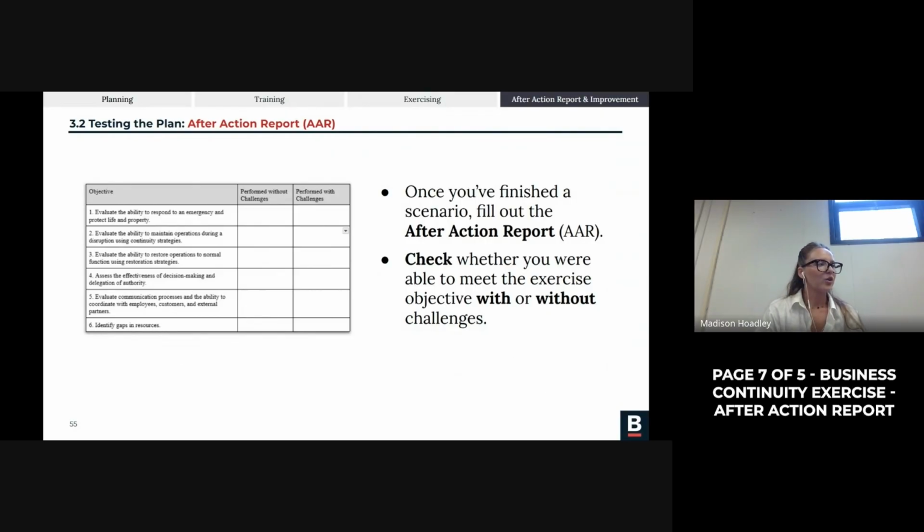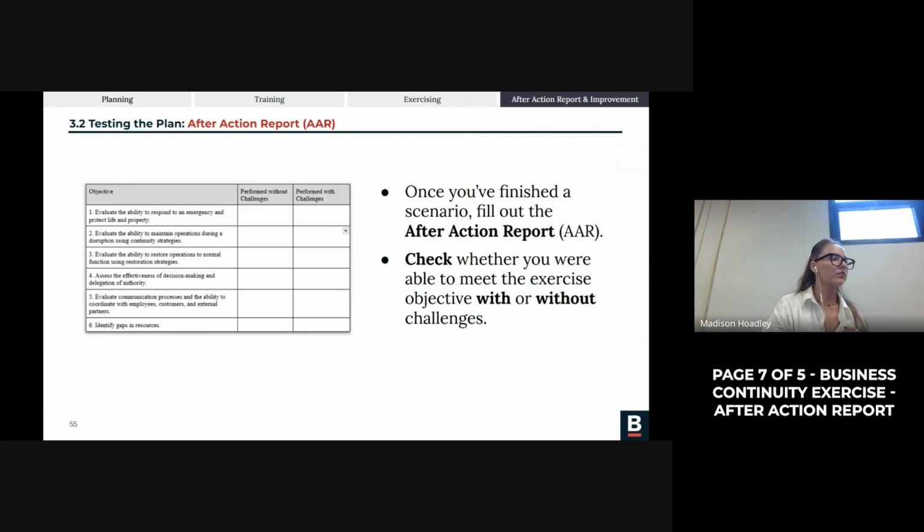So I'm back, and I hope that you worked through those. Once you finish the scenario, so after reviewing the questions you answered, as well as those you could not answer on areas where you felt unprepared, take another look at the exercise objectives listed in the after action report section of the chart on page 7 of your number 5 business exercise document. So you're going to check off whether each objective was met, either with or without challenges. Remember, this is a no-fault environment. It is completely okay to identify gaps, and I would even encourage it.